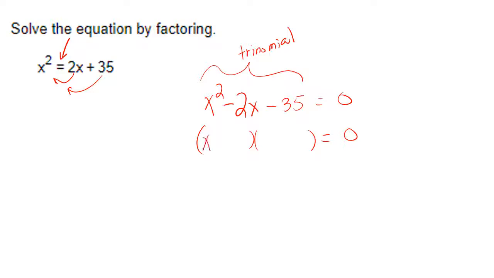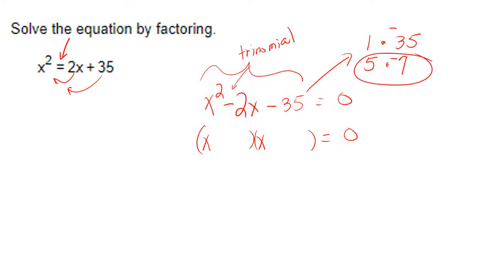I know that x times x would give me x squared. Now when you think about 35, 1 times 35 equals 35, and 5 times 7 equals 35, except that's a negative 35. Well, since my middle term is also negative, I'm going to make one of these signs negative in my factors. Now, after I locate the factors of negative 35, I need to know which ones of those also add to give me the middle term.